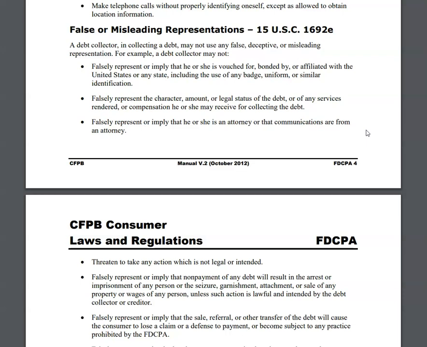False or misleading representation, 15 USC 1692e. A debt collector in collecting a debt may not use any false, deceptive, or misleading representation. For example, a debt collector may not falsely represent or imply that he or she is vouched for, bonded by, or affiliated with the United States or any state, including the use of any badge, uniform, or similar identification.